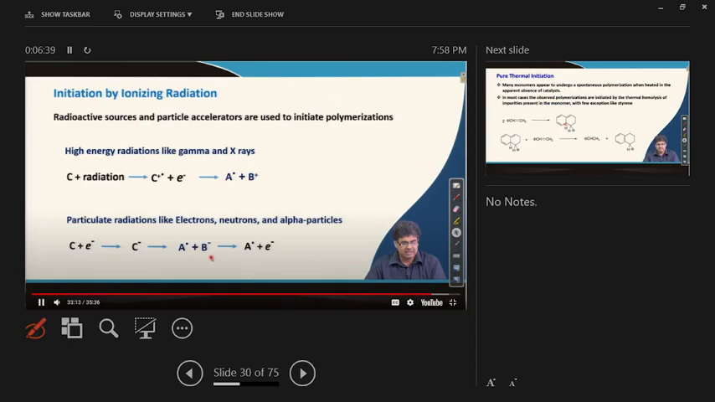Now initiation by ionizing radiations. Ionizing radiations means radiations like nuclear radiations which have very high energy, and due to the energy of these radiations we are also able to produce some radicals. So generally a radioactive source and particle accelerators are used to initiate polymerization, with high energy radiation like gamma and X-ray. Okay, so X-ray and gamma radiation have very high energy, and when this radiation energy falls on these molecules, or whatever the compound is, it will make some radicals. And these radicals can be further used for polymers.